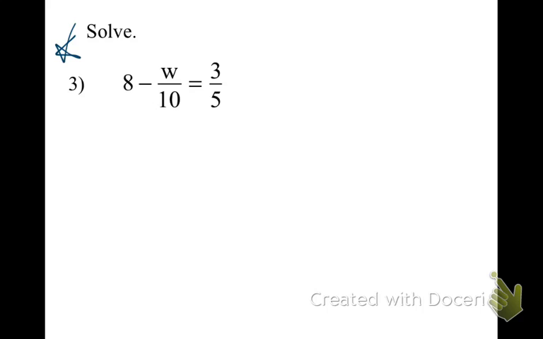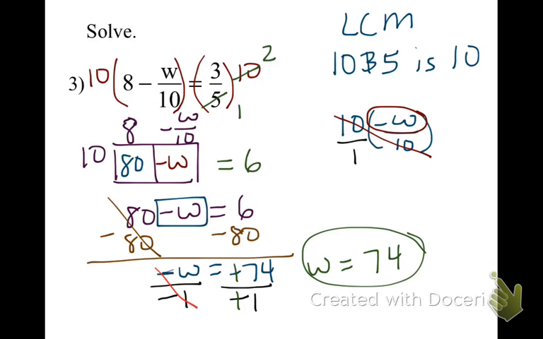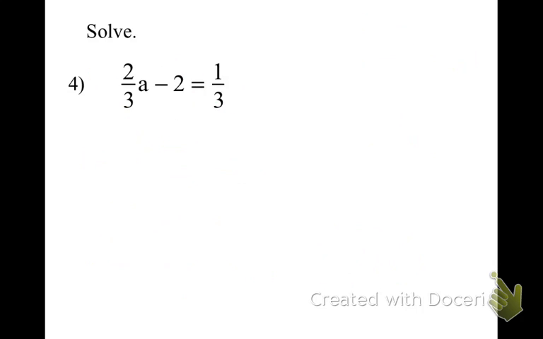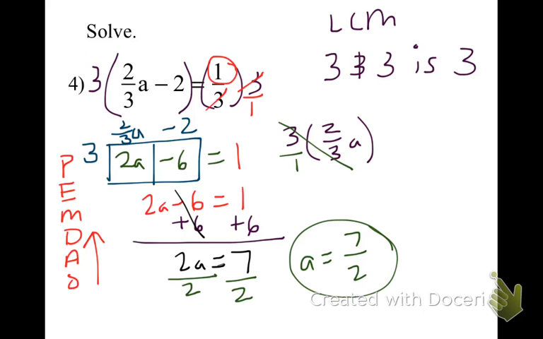Now go write down example number 3 and try to solve this one on your own. If you were doing this at home, you should have gotten W is equal to 74. Now go write down example number 4 and try to solve it on your own. If you were solving this at home, you should have gotten 7 halves or 3 1/2.